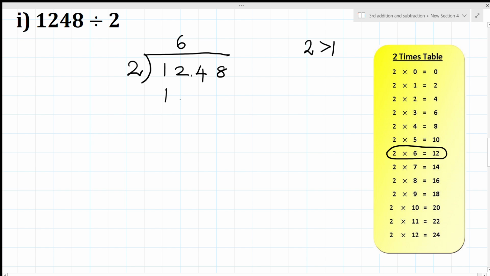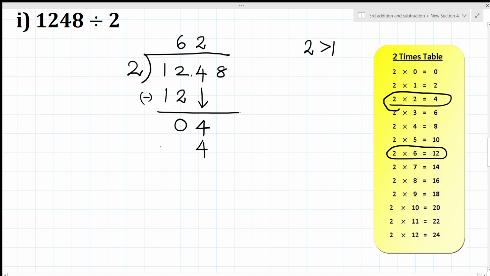12 below the number. Now subtract. You will get 0. Now bring down the next number. It is 4. Do we have 4 in 2 table? Yes, 2 2s are 4. So write 2 in the quotient and 4 below the number. Now subtract. 4 minus 4 is 0.